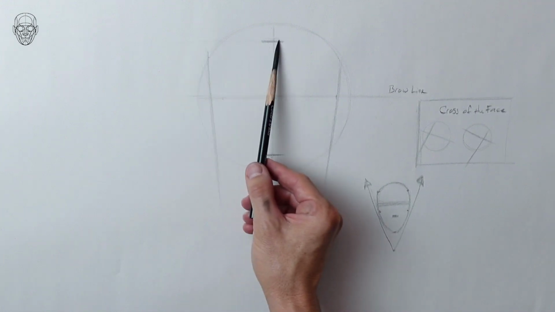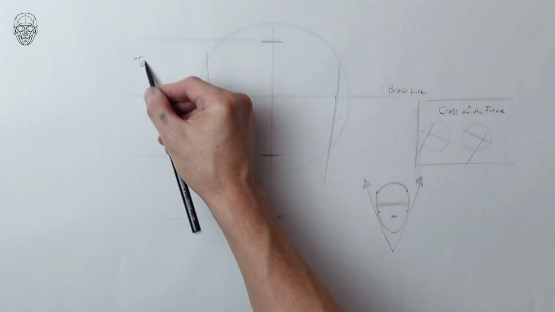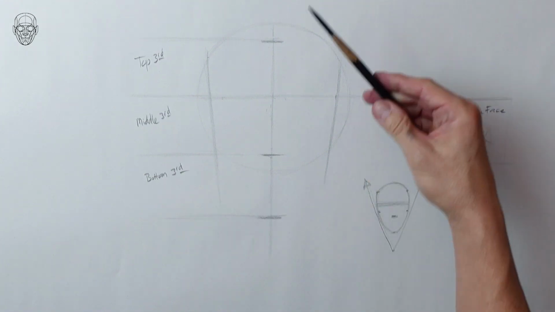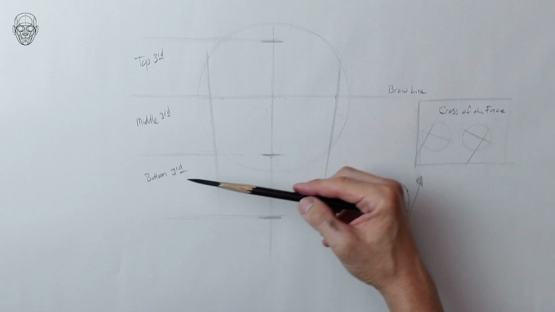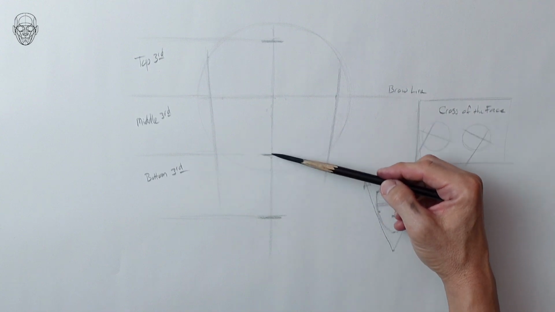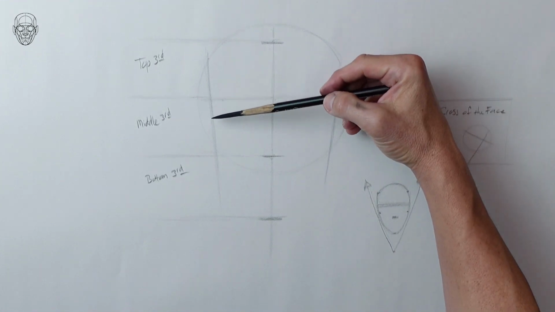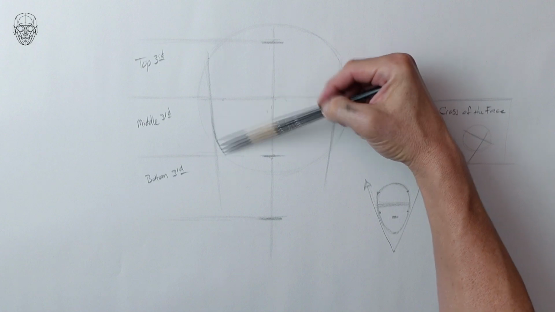So let's just bring this line over. The top third is from the hairline to the brow, the middle third is the brow to the bottom of the nose, and the bottom third is the nose to the bottom of the chin. Now I'm going to come over and just sketch in a basic shape of that cheek.